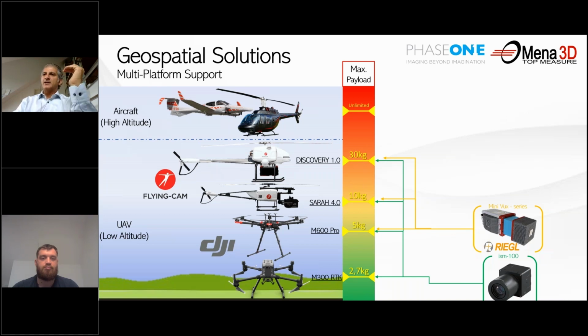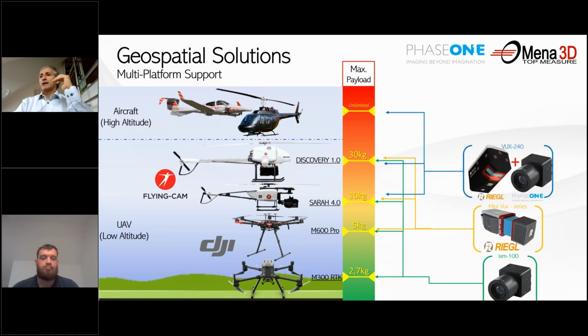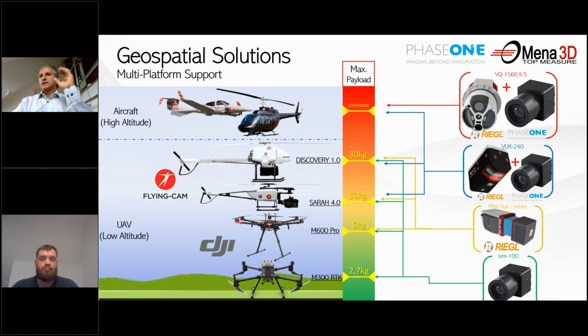So this again explains in more detail the relation between all the partners we have, and for sure the Discovery, which is great because it can carry up to 30 kilo. The Fuchs LiDAR system can be mounted from Regal on the SARA and also on Discovery with Phase One. Again, the fully integrated Phase One sensor on top and high-end LiDAR from Regal on maximum payload, on unlimited models, on aircraft, at higher altitude. There we also have a great platform.